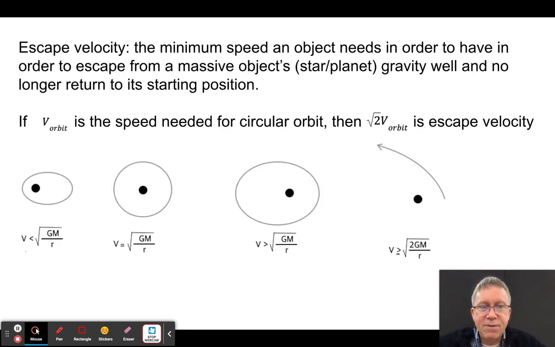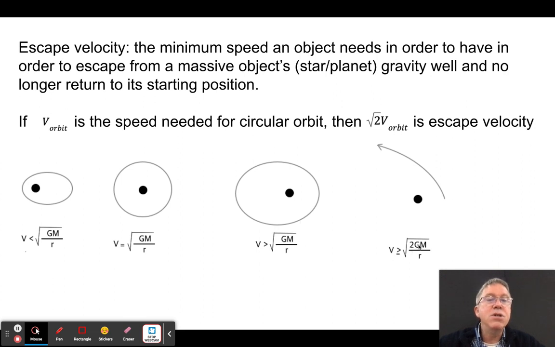Okay, but now let's talk about escape velocity. Escape velocity, we said the other day, is if you go this fast, you escape and never come back, right? So if I have less than circular orbital velocity, I get this. If I have exactly circular orbit, I get this. If I have more than the velocity required for circular orbit, I get this ellipse.